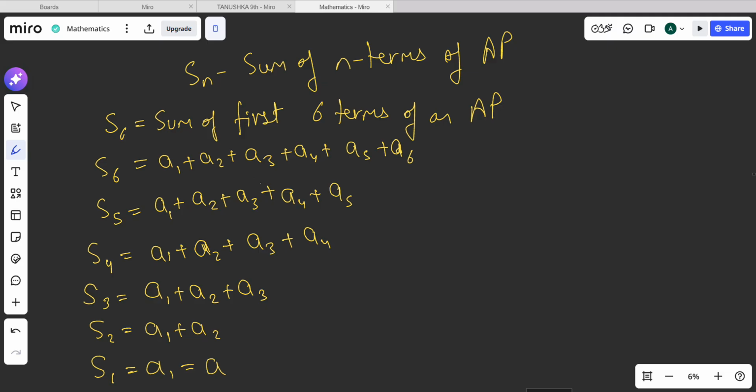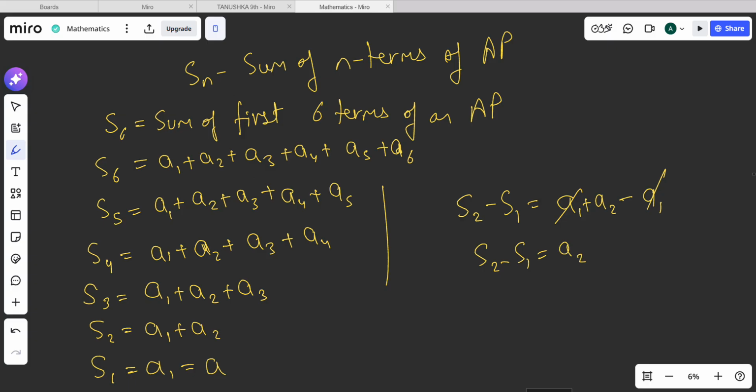Now something else that I wanted to show. What will you get if you do this S2 minus S1? So let's just solve it a little bit. The value of S2 is A1 plus A2. And what do I have to subtract? I have to subtract S1. So what is the value of S1? You can see it here. S1 equals A1 or A. So I'll put A1 here. A1 minus A1 gets cancelled. So the value of S2 minus S1 clearly gives you the second term of the AP.